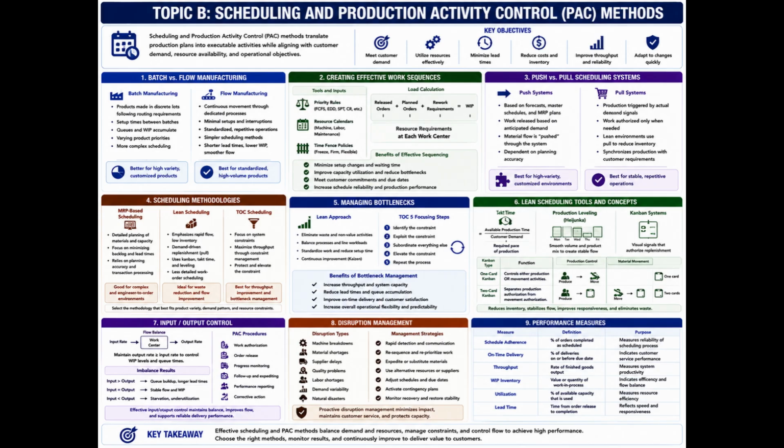Typical work order release steps include verifying material availability, confirming capacity, authorizing production, issuing work instructions, and tracking execution. These controls help maintain schedule integrity while ensuring resources are utilized effectively and customer commitments are consistently achieved.